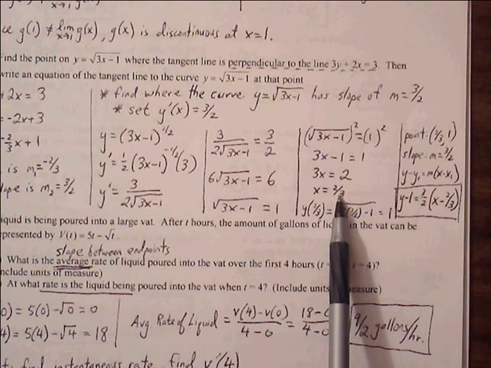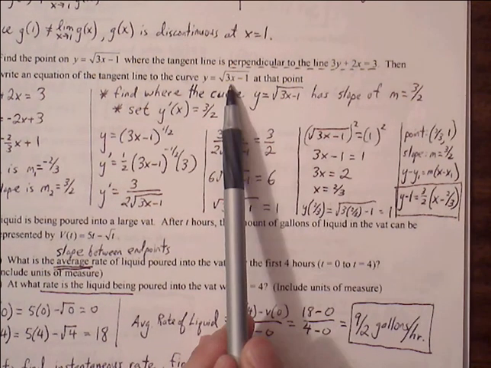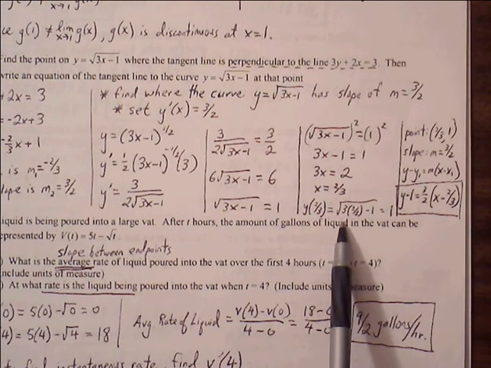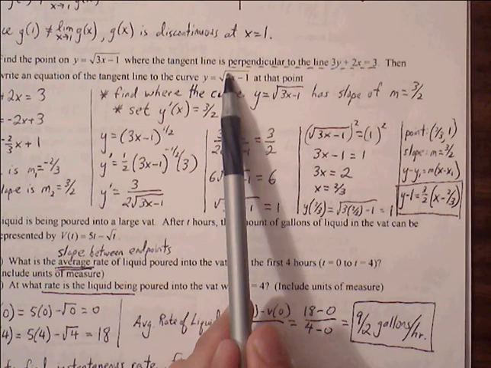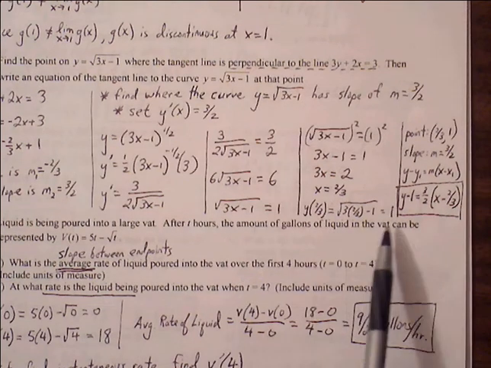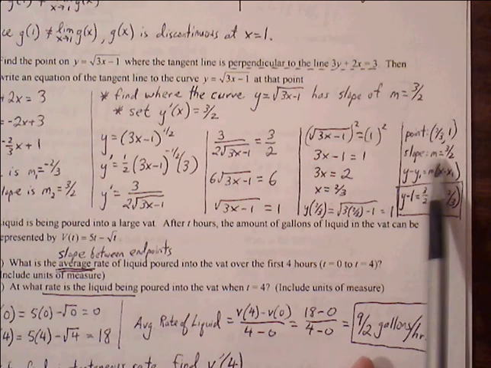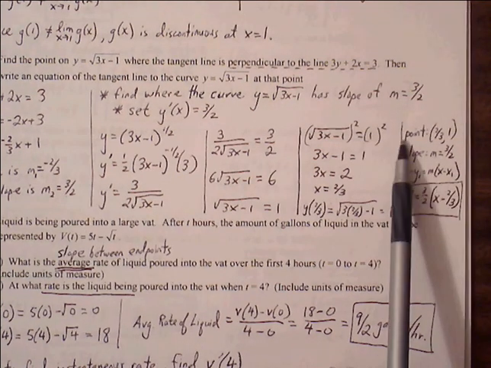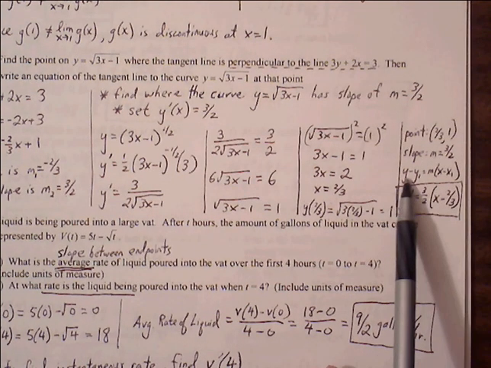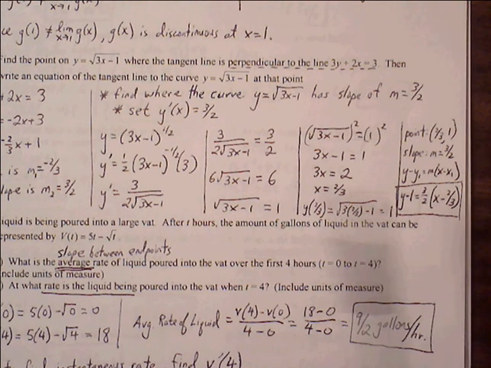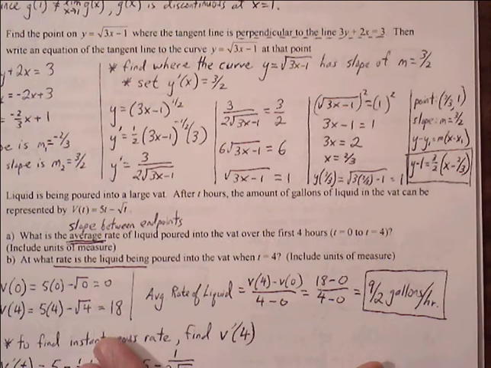So we plug 2/3 back into our function, our curve, to figure out the y value. So plug 2/3 in for x. We get 3 times 2/3 minus 1, and we get a y value of 1. So we have our ordered pair, 2/3, 1. We have our slope that we're targeting, which is 3/2. And then we can write our tangent line equation in point slope form. So y minus 1 is equal to 3/2 times x minus 2/3.